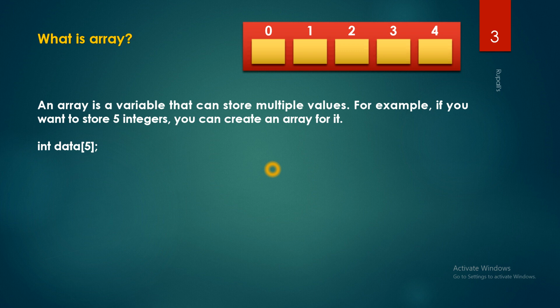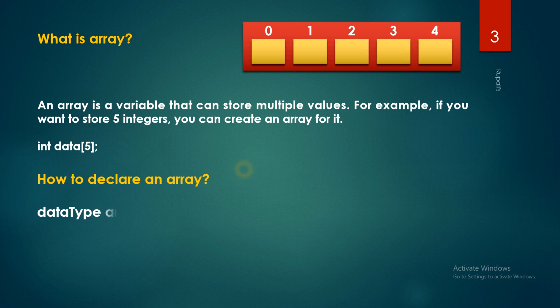What is an array? An array is a variable that can store multiple values. For example, if you want to store 5 integers, you can create an array for it. So int data[5]. So we want to store 5 integers at a time. The variable name is data and the data type is integer.